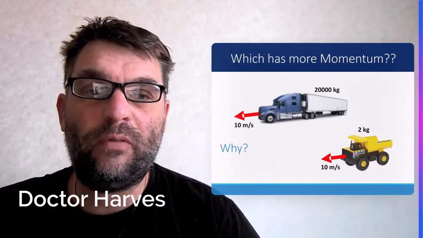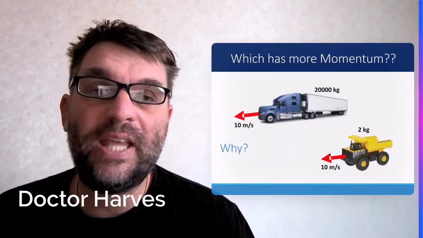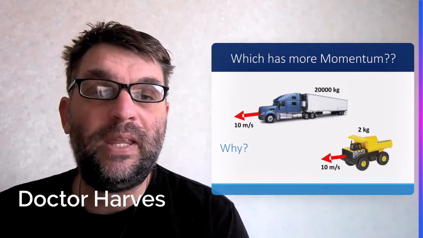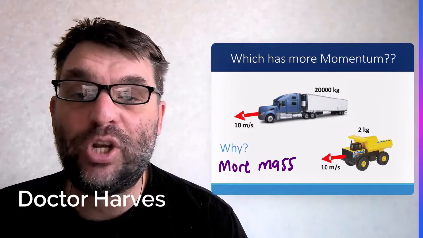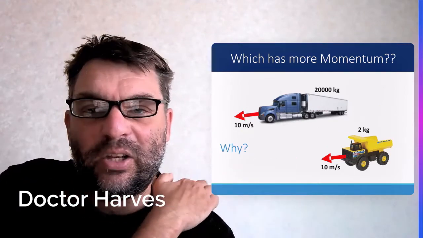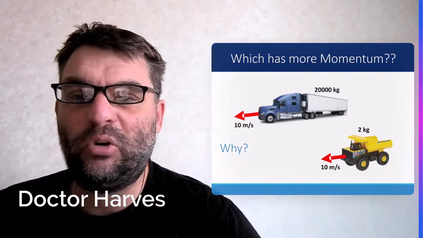So in terms of these two objects here, which has more momentum? It will be the top one. And why? Because it has a larger mass, 20,000 kilograms compared to the 2 kilograms of the Tonka truck.